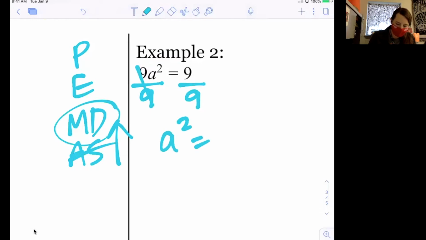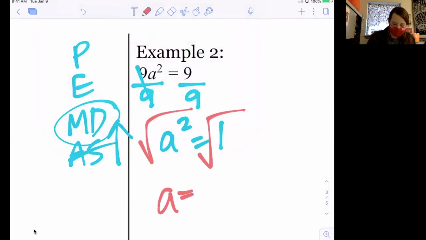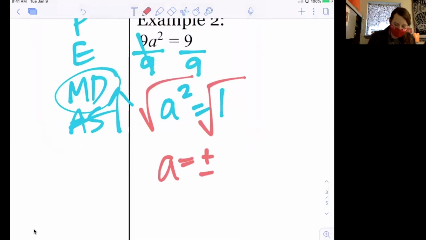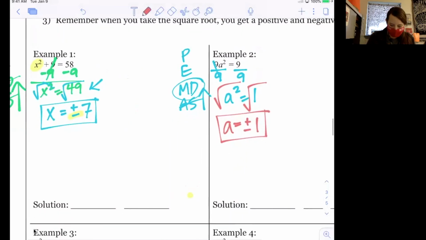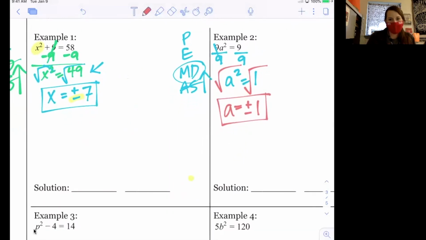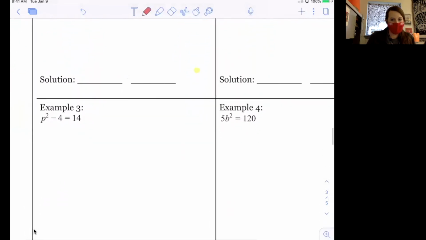A squared equals 1. And then I get to take the square root of both sides. So I'm left with a. The square root of 1 is plus or minus 1. Now, be careful when you type this into your calculator, because when you type square root, most calculators are just going to give you the positive value. So you don't want to rely too heavily on that and cause yourself to miss half of your answers.